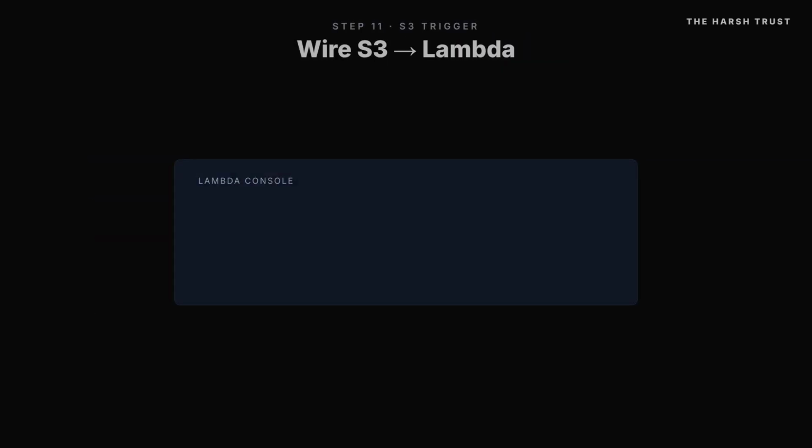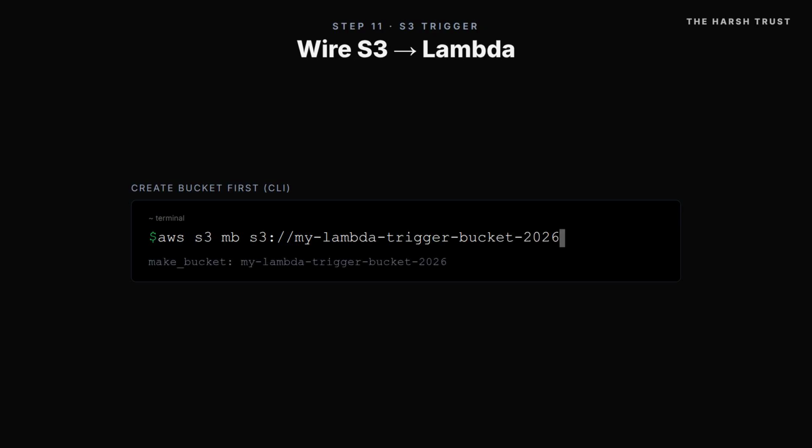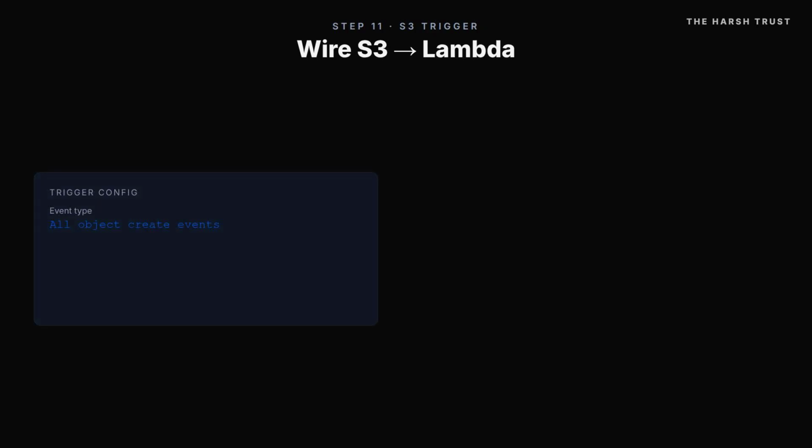authorizer. Quick S3 trigger walkthrough, since that's the most common Lambda use case. In the Lambda console, open lambda-hello, click Add trigger, choose S3. Pick an existing bucket, or create one first with aws s3 mb s3://my-lambda-trigger-bucket-2026. Set event type to all object create events, accept the recursive invocation acknowledgement and click Add.